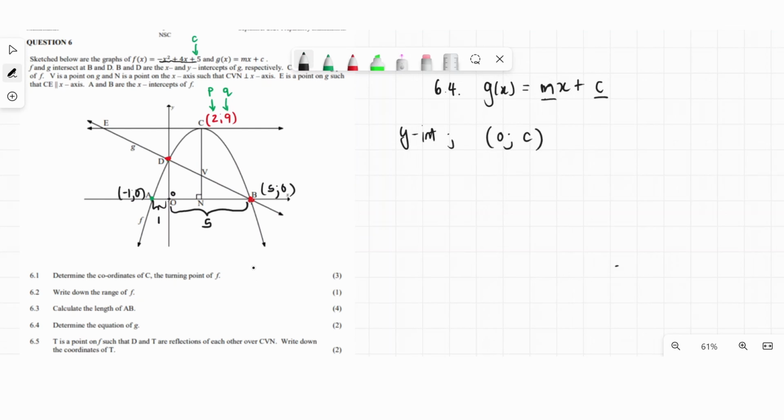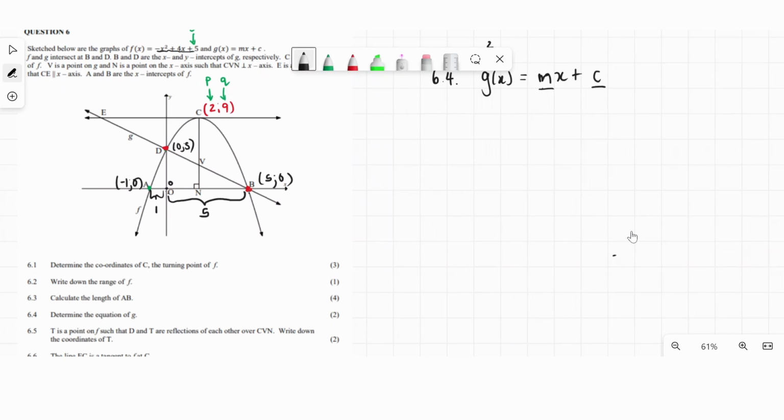It's going to be what? It's going to be 0 and 5. So here the coordinates are going to be 0 and 5, right? So we have already found our 2 sets of coordinates, which is D and B. So now finding the M, right? Which is the gradient. M is going to be equals to what? To y1 minus y2 divided by what? By x1 minus x2, right?